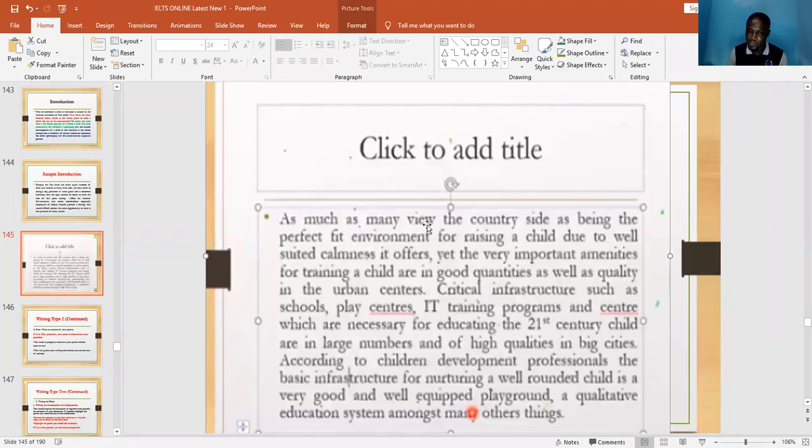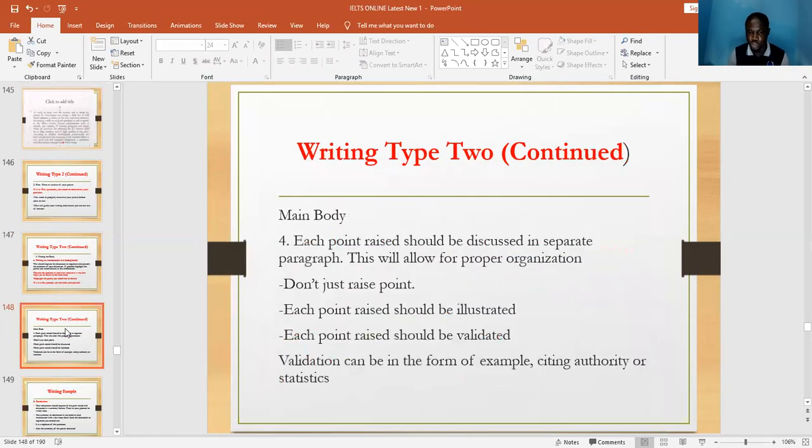It said, as much as many view the countryside as being the perfect fit environment for raising a child due to the well-suited calmness it offers, yet the very important amenities for training a child are in good quantities as well as quality in the urban center. Okay, and I said it in writing the body of the essay. I will take you to my slide where I gave the instruction. Yes, this is what I said.